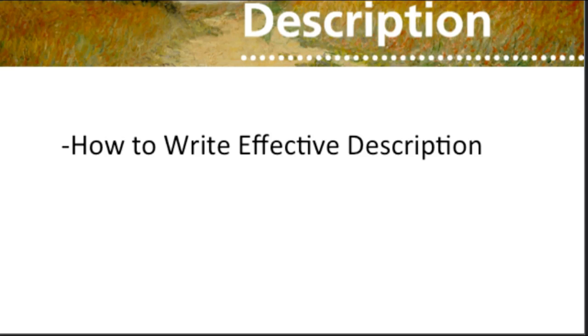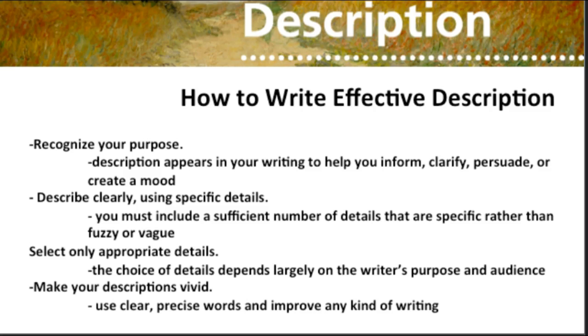So how do we write effective description? When you're writing effective description, it's important that you recognize your purpose. Your description appears in your writing to help you inform, clarify, persuade, or create a mood. You should describe clearly, using specific details. You must include a sufficient number of details that are specific rather than fuzzy or vague. Select only appropriate details. The choice of details depends largely on the writer's purpose and audience. Make your descriptions vivid. Use clear, precise words and improve any kind of writing.